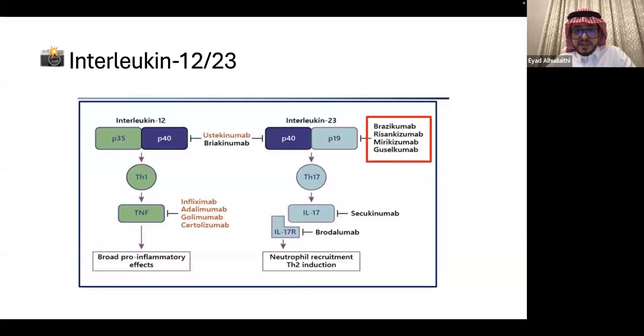So this is the interleukin 12 and 23. You can see ustekinumab and risankizumab. They share the same p40, but they differ in the p35 and p19.